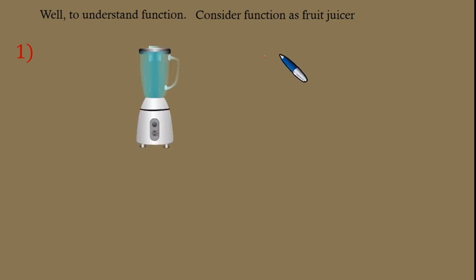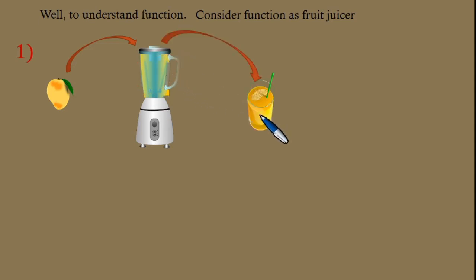Let me understand this with an example. To understand functions, consider a function as a fruit juicer. Here I will give 4 examples. Let me see the first example. Let this be a function, a fruit juicer. I am considering it as a function. So let this be a fruit juicer as a function. Here I will give an input value. Input here I am giving as a mango. This fruit juicer makes juice of the mango, and the output you will get is juice.